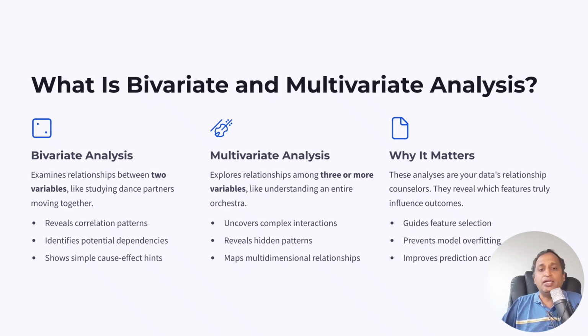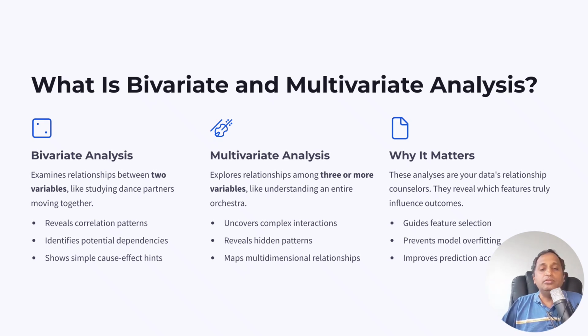In multivariate analysis, this is where things get richer and more complex. Here we are exploring the interaction among three or more variables. It's like listening to your entire orchestra rather than just a song or a small duet. So here we can uncover multi-variable relationships that wouldn't be obvious in pairwise analysis. Basically, this reveals hidden patterns and groupings and helps us understand how multiple features collectively impact an outcome, like bankruptcy in your case, in the exam data set we are taking.